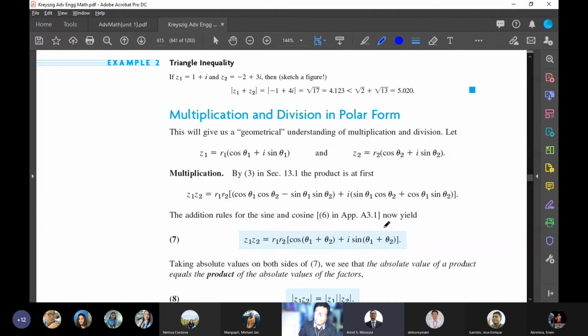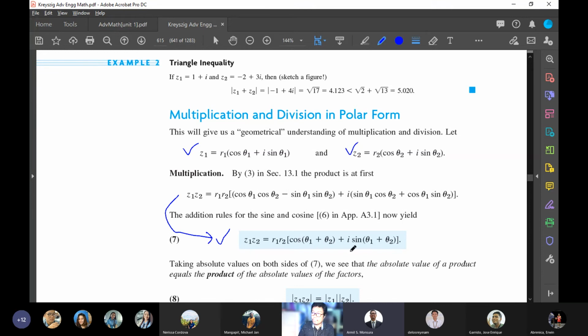Okay. Now, there is a better way of actually multiplying and dividing your numbers, but this time in polar form. So if you have this as your first number in polar form, and this as your second number in polar form also, if you multiply them, you would arrive at this one. And then if you simplify, you would have something like this one.